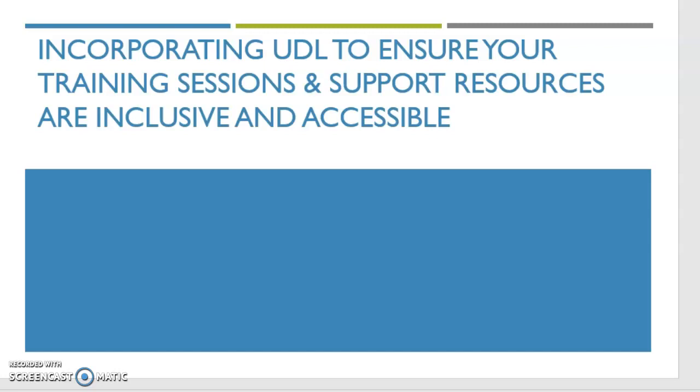So we're going to talk about something called universal design for learning, which helps ensure your training resources are accessible and inclusive to all participants in your workshops or to all clients who access your training support materials. When training resources are accessible and inclusive, there's an equitable opportunity for all participants to learn. So this is why we want to do this. And like I said, remember AODA, this could be a legal requirement.